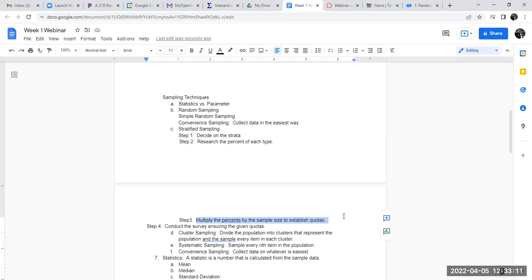Then you find out in the different income categories what percent they have. Let's say that 30% made less than $35,000 a year. Then you take 30% times 200, and that would be 60. And you're always allowed to use a calculator.